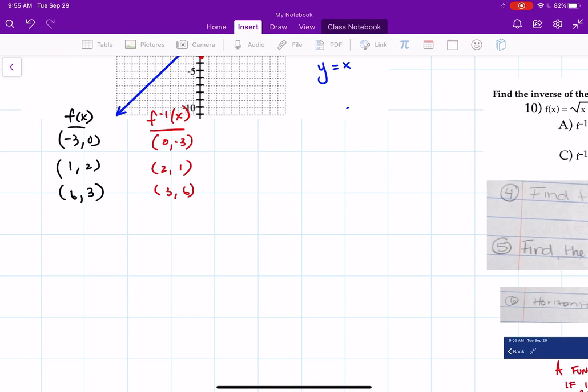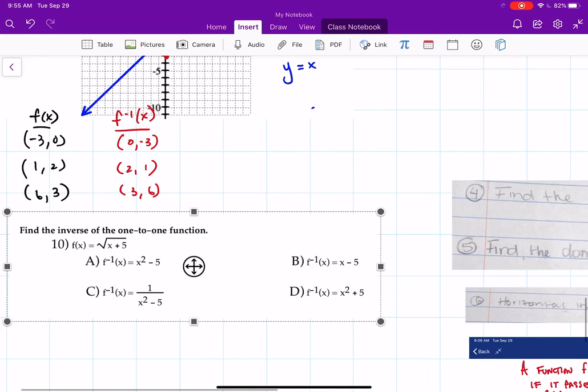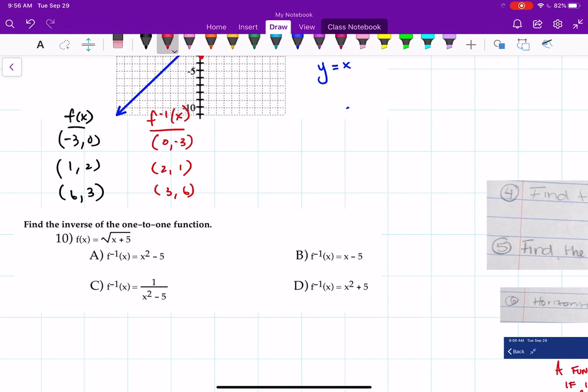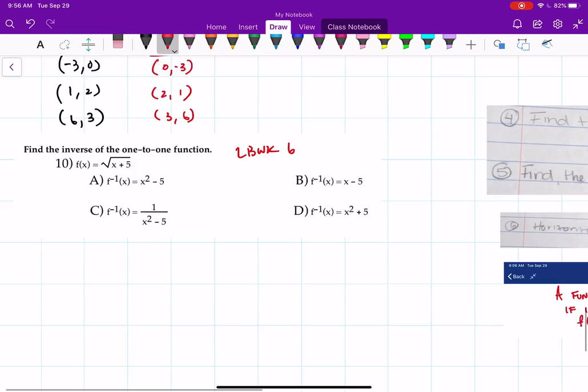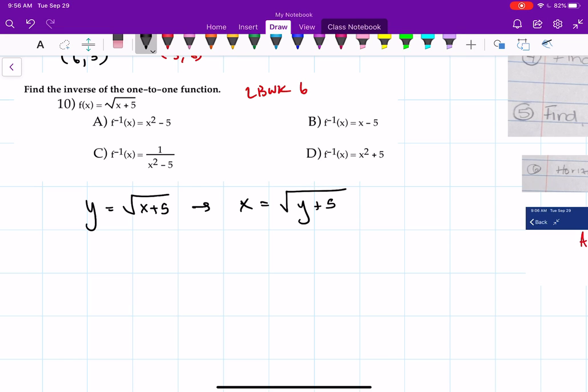All right. So now this one here, I want to bring over. This is, I believe, lab work 6. Since there are already so many questions anyways, I might as well answer this one too. So this is lab work 6, number 10. It wants to find the inverse. So to find the inverse, I'm going to replace the f of x with y. Then I'm going to switch the x and y. Then I have to solve for y again.